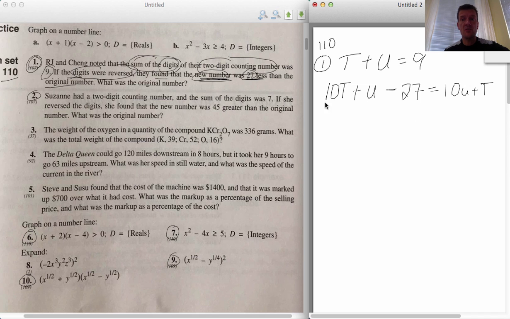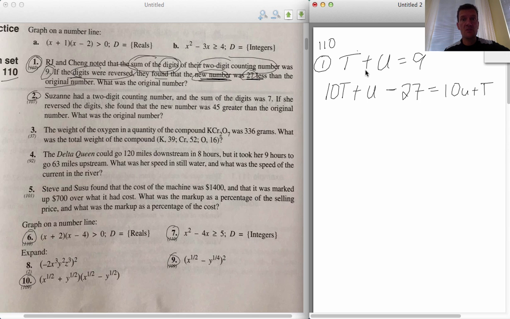Now, what you're going to have to do is solve this algebraically. I'm not going to do that right now. I'm going to assume that you know how to solve a system of two equations in two variables here. So you're going to solve for one of these.